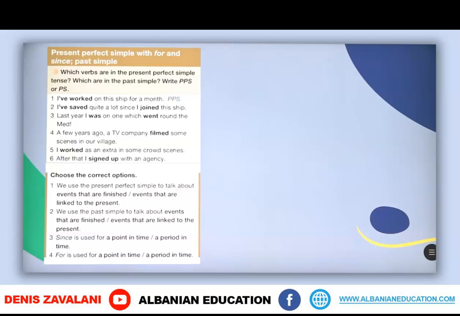We will continue with choosing the correct options on how to use present perfect simple and past simple correctly. We use the present perfect simple to talk about events that are linked to the present. So the second line is the one which is correct. Then we use the past simple to talk about events that are finished. And that's true since we know the signal words yesterday, last month, 2 years ago, and so on, which define that the action is finished in the past. Since is used for a point in time, and for is used to talk about a period of time.